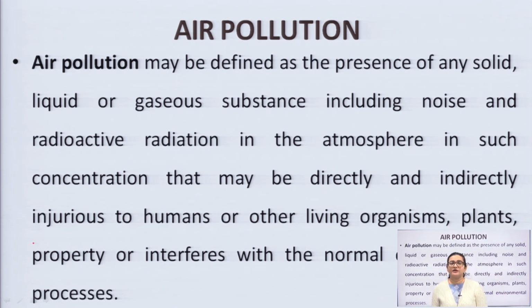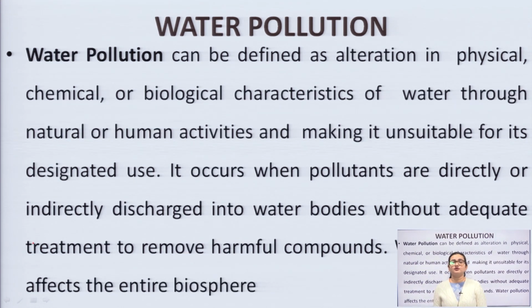So, students, now let us study the second type of pollution, that is water pollution. We all know what water pollution is. Water pollution can be defined as the alteration in physical, chemical or biological characteristics of water. That means there can be alteration in physical state, it can get more viscous because of dispersion of raw materials, impurities and contaminants into the water.